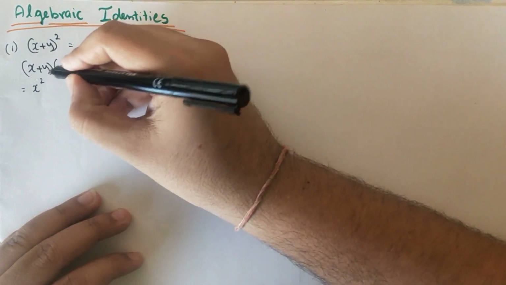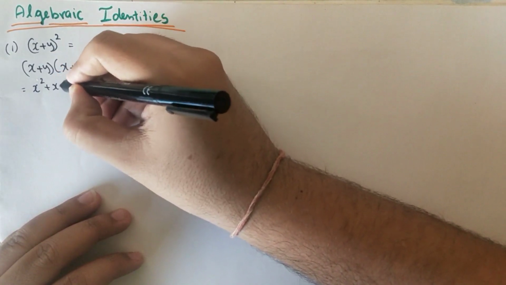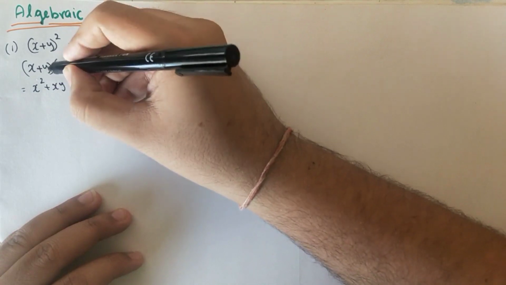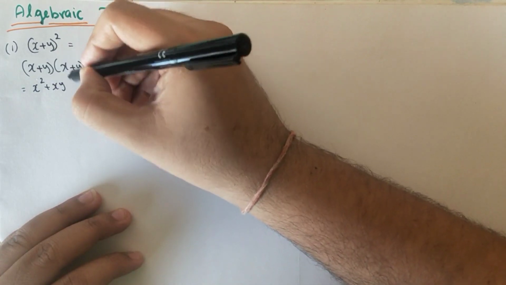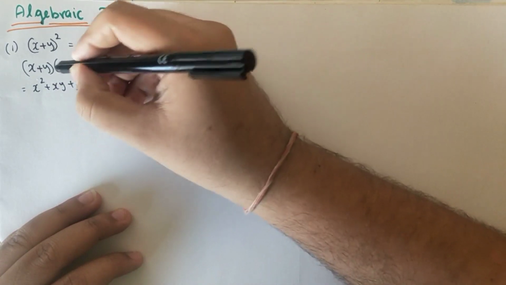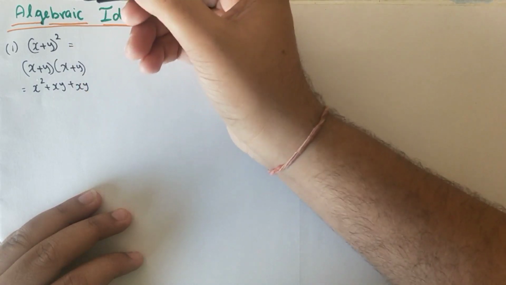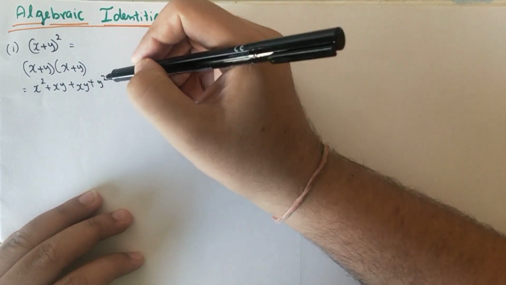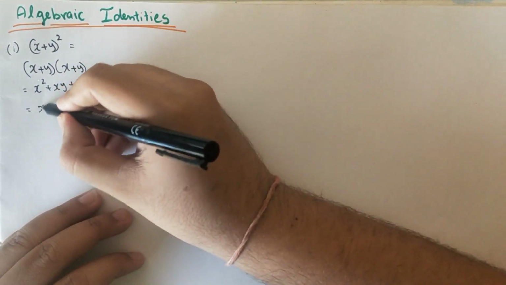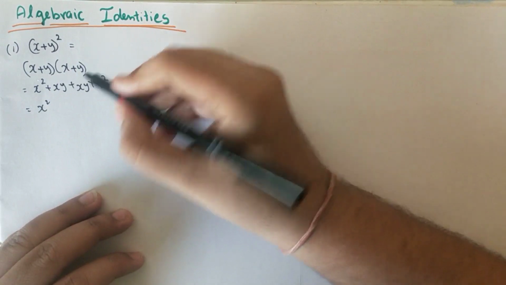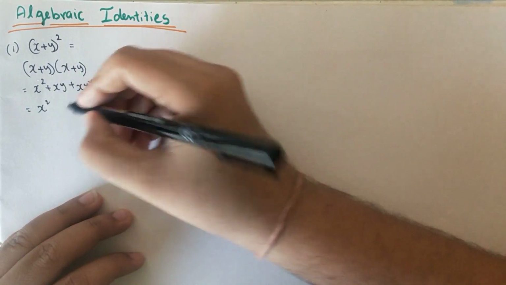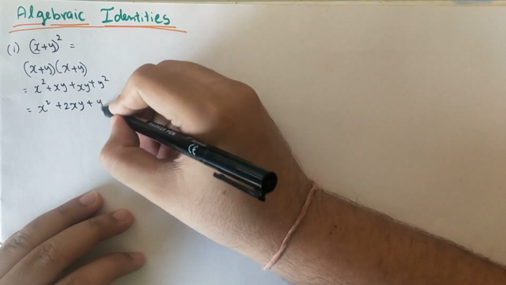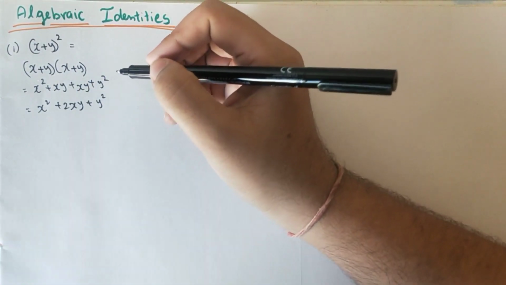So X into X is X square. X into Y is XY, first term with the second term. Now, Y into X, I will write XY. Y into X is YX or XY, I am writing XY. Y into Y is Y square. Now as you can see, X square is the only term, there is no like term. But XY plus XY, there are 2 XY, so I will write 2XY. And there is no like term for the Y square, so only Y square.